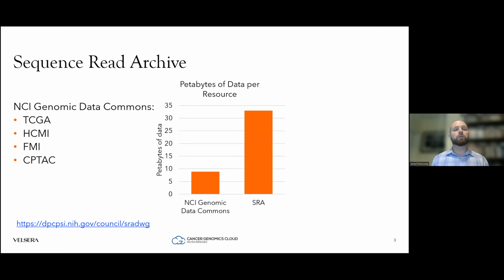Compare that to what's in SRA. This is a number that was projected back in 2019, since I couldn't find current data. But they said by 2023, there would be about 33 petabytes of data in SRA. I just want to note that that's compressed data, so it's not exactly apples to apples. Using a very conservative approximation of 2-to-1 compression, we could say there's probably 66 plus petabytes of data in SRA. So relative to the NCI Genomic Data Commons, a huge amount of data is made available to you. And what we're presenting today is that now all of that data within the SRA is available to you to use on the CGC.